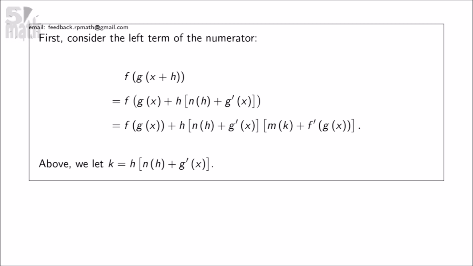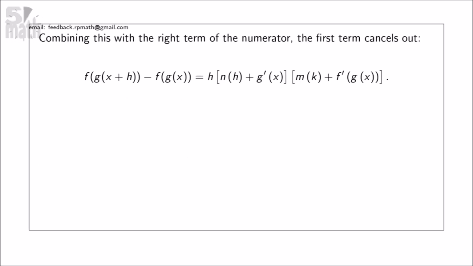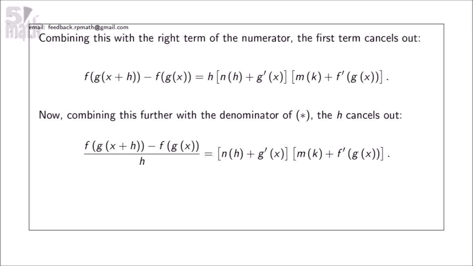Above, we let k equal this. Combining this with the right term of the numerator, the first term cancels out. Now, combining this further with the denominator of star, the h cancels out.